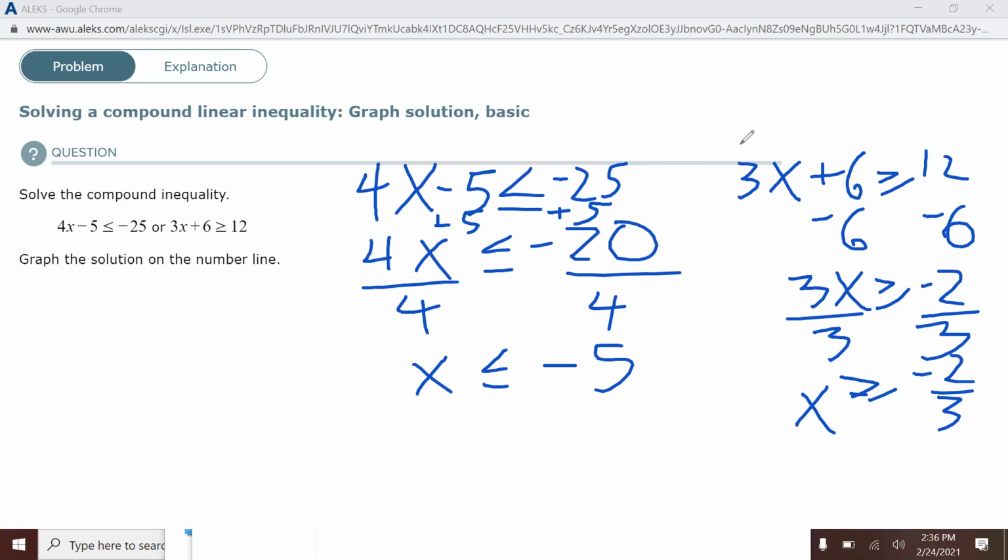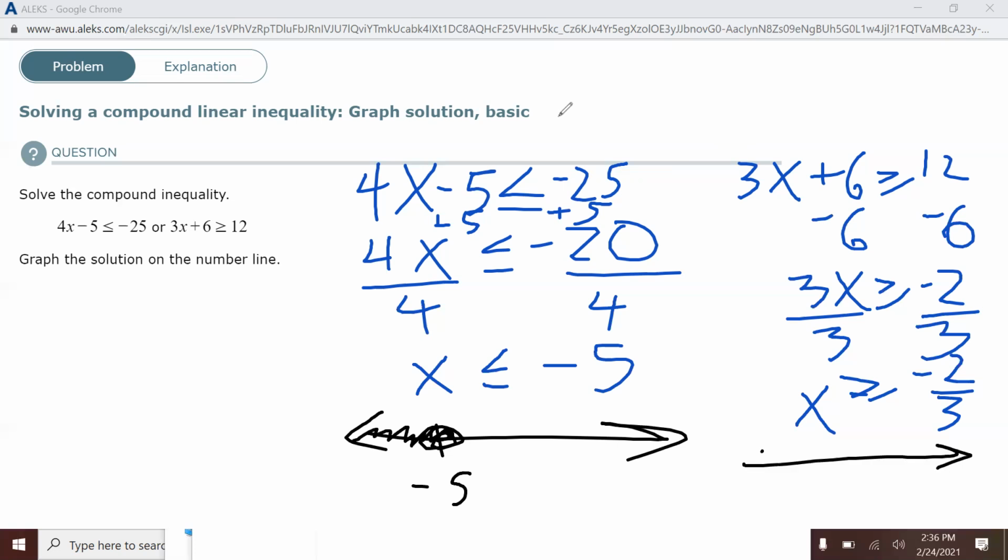Now we're supposed to graph the solution, but I'm not quite sure how I'm supposed to do that, because after all, the first solution set says we are interested in numbers that are less than or equal to -5. And the other solution set says we're interested only in numbers greater than or equal to -2/3. So how do I combine them to make a single solution set?